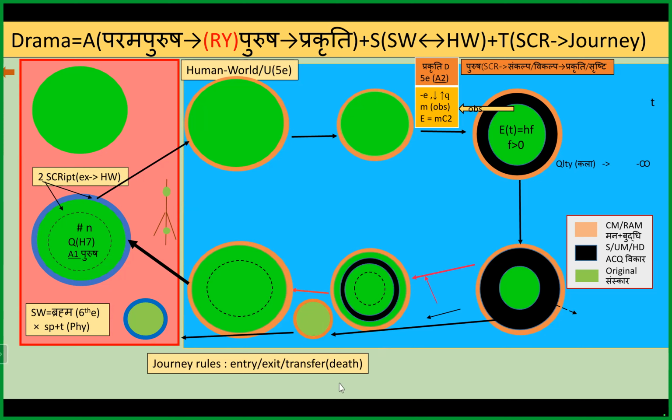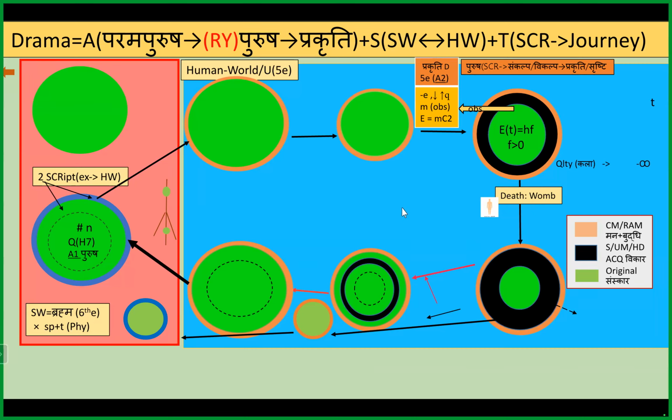What are the journey rules? Entry, exit, and transfer. So the journey from the soul world to the human world and vice versa. And from one birth to another when we transfer, that is death. So death from one body and life in another body, in the form of a new form.